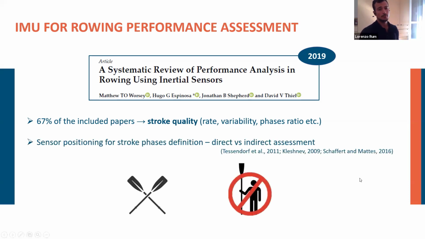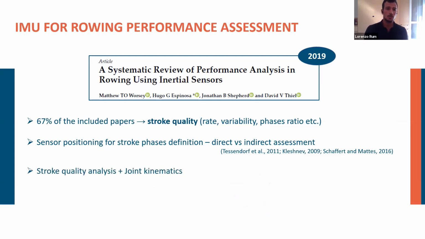However, the sensor positioning for the stroke phases definition, the recovery and the drive phase, was mainly on the oars or on the handle, whereas none of the included studies reported a positioning directly on the body of the athletes, which leads to quite a problem or misuse of these sensors, because in the literature there is no use of these sensors to obtain joint kinematics while still analyzing the stroke quality. And needless to say, there is no available literature on athletes with disability, unfortunately.